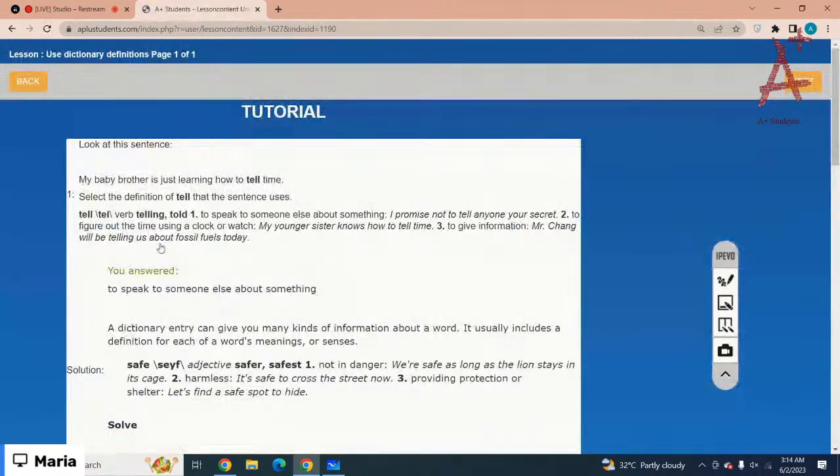Okay, a dictionary entry can give you many kinds of information. If you are looking for the meaning of a word in the dictionary, you can get more information about it. It usually includes a definition of each of a word's meanings or senses. For example, you have safe, then how to pronounce it, then part of speech, it is an adjective, the other forms are safer and safest. And then you have meanings. You have three meanings. Not in danger, with a sentence showing how to use it. Then harmless. Then providing protection or shelter. Got it?